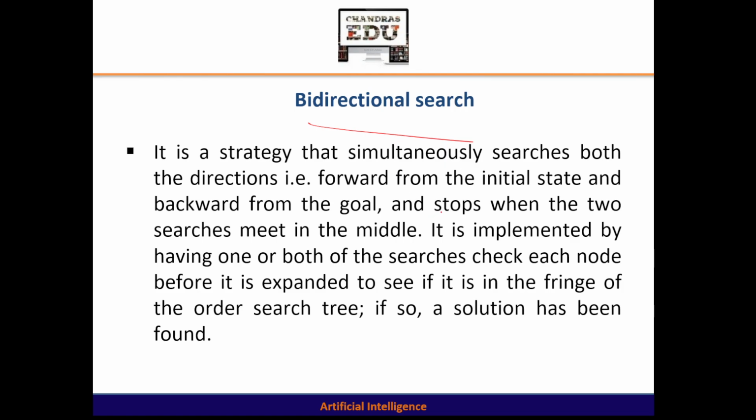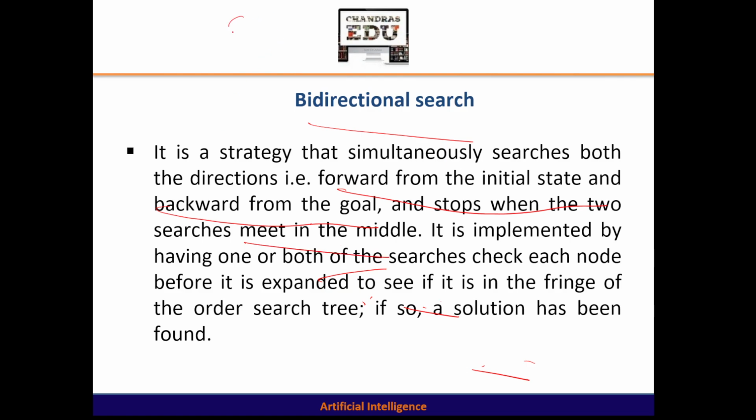Next we have bidirectional search. In this bidirectional search, the search starts in both directions, that is, from the start as well as from the end back to the start. Forward search starts from the initial state, and backward search starts from the goal, and it stops when the two searches meet in the middle.